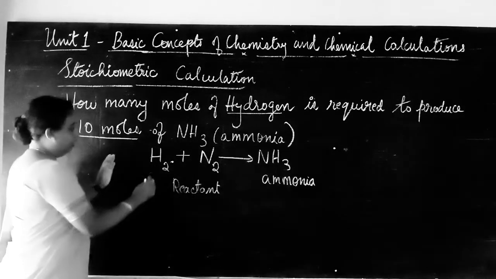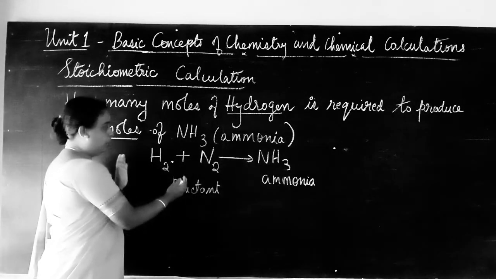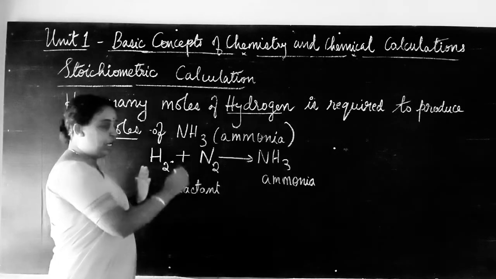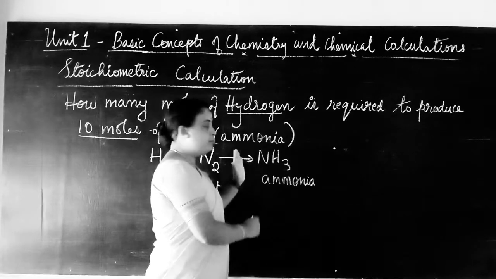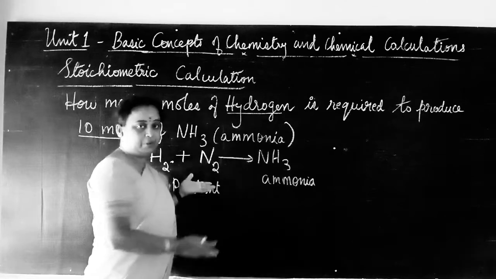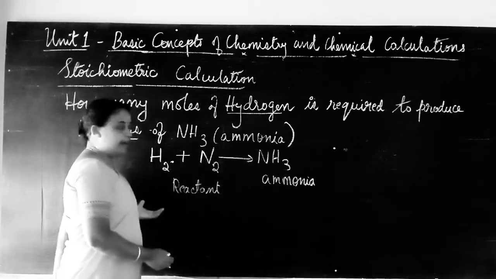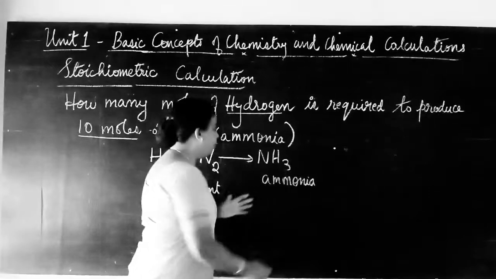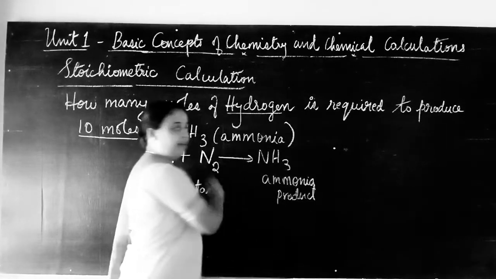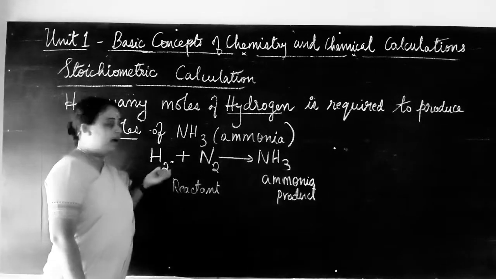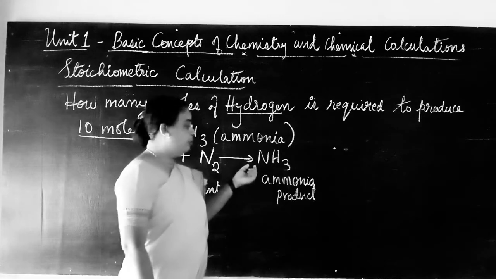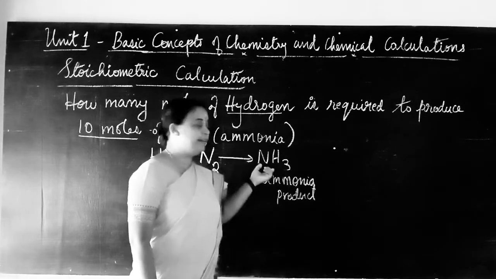Now, the number of atoms of these reactants on the left hand side should be equal to the number of atoms on the right hand side of the equation. So this is a chemical equation. Left hand side will be the reactants and the right hand side will be your product. Hydrogen and nitrogen combine to form ammonia. The molecular formula for ammonia is NH3.